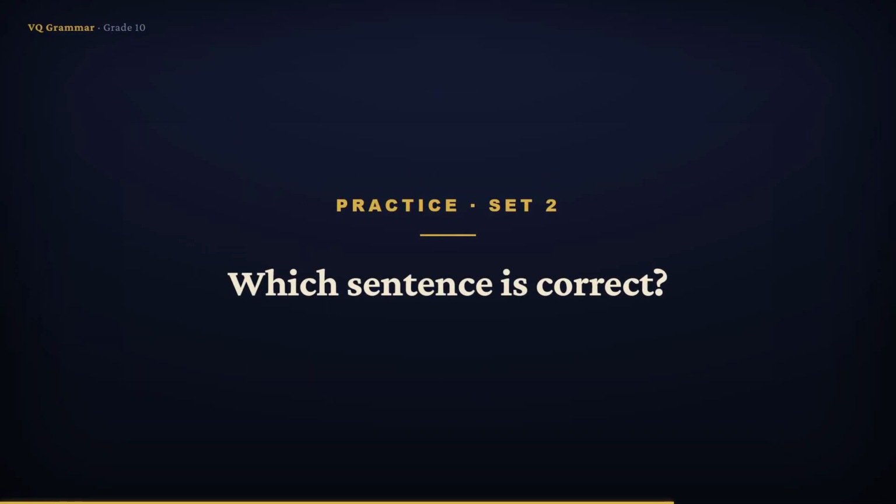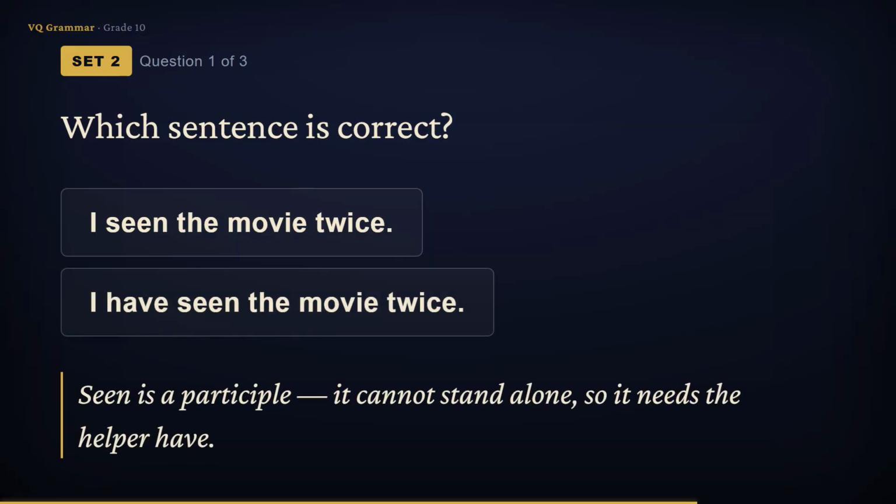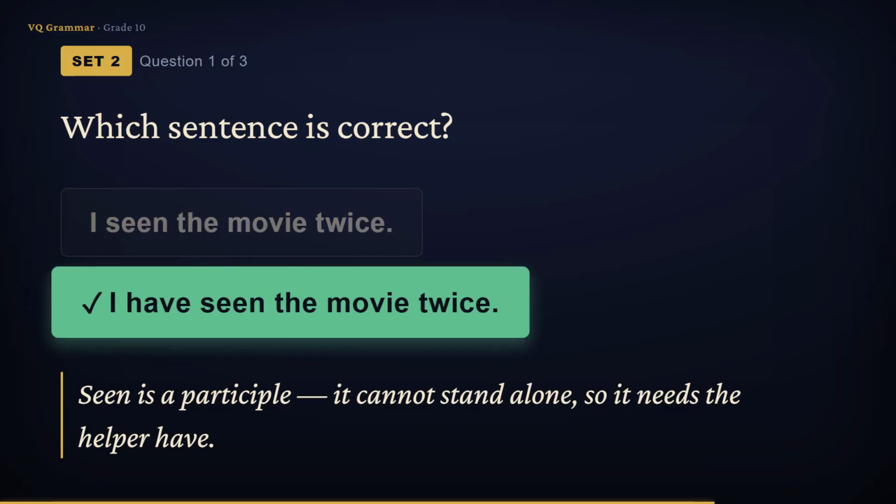Now each question gives you 2 sentences, and one of them swaps the past form and the past participle. Find the sentence that gets it right. Pause and choose before I answer. Which sentence is correct? Seen is a past participle, and a participle can never stand by itself. It needs a helping verb in front of it. So the first sentence is broken. The correct one is, I have seen the movie twice.